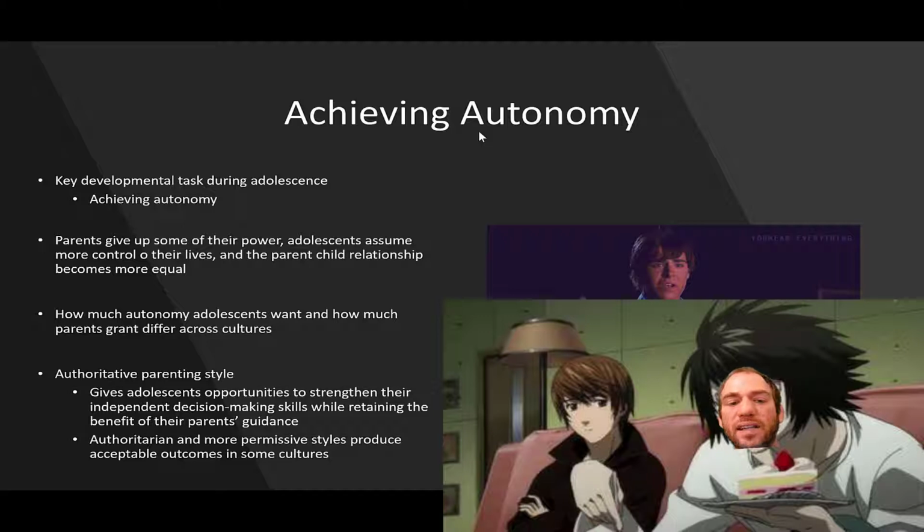And the idea here with authoritative parenting is that because the parents are open to explanations, negotiations, and this dialogue, it increases a child's decision-making abilities, their independent decision-making abilities, and their cognition in general, because they're weighing the pros and cons of things. They're involved in the decision-making process, but still with support from their parents.